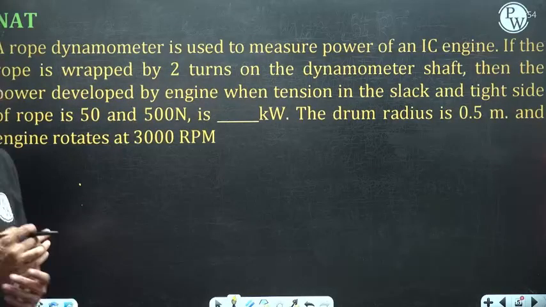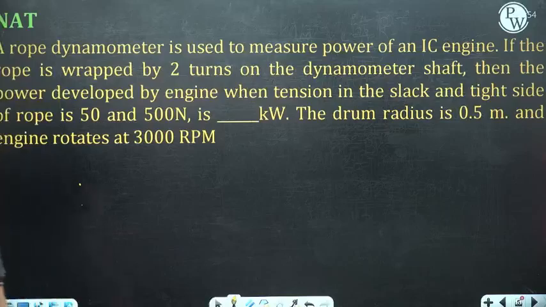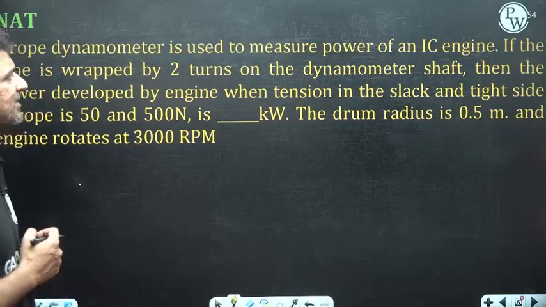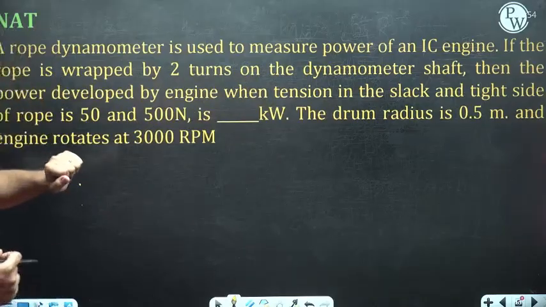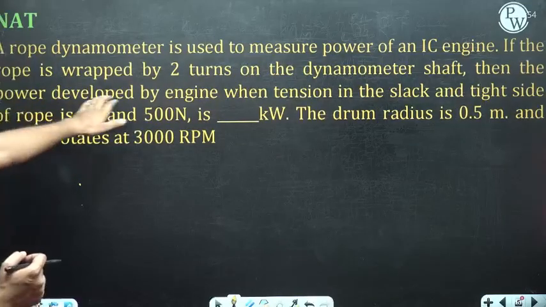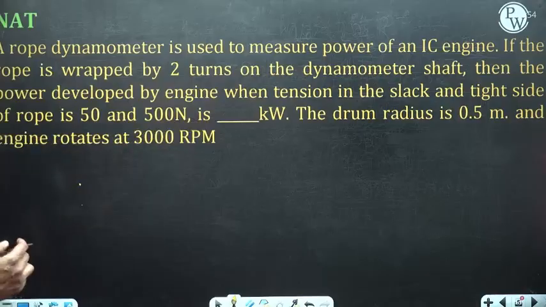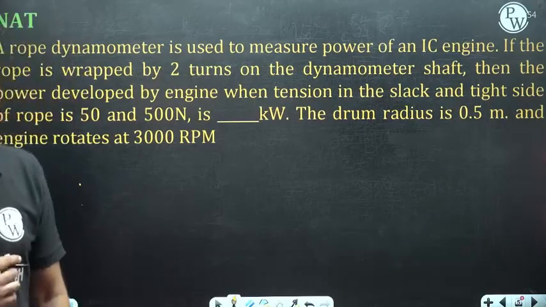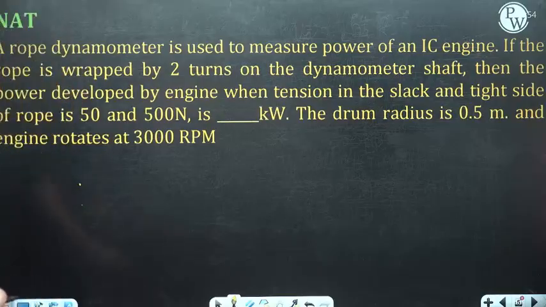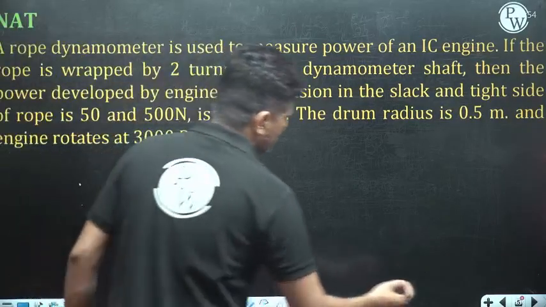It is a question on the rope dynamometer. It says a rope dynamometer is used to measure power of an IC engine. If the rope is wrapped by 2 turns on the dynamometer shaft, then find the power developed by the engine when the tension in the slack and the tight side of the rope is 50 and 500 Newton. The drum radius is 0.5 meter and the engine rotates at 3000 RPM.